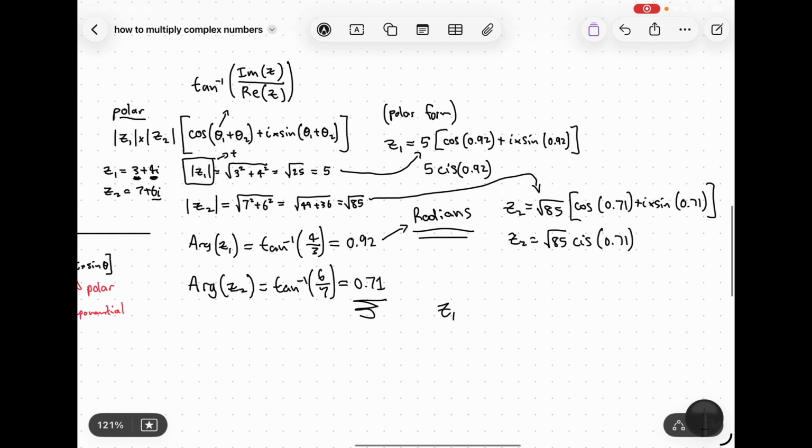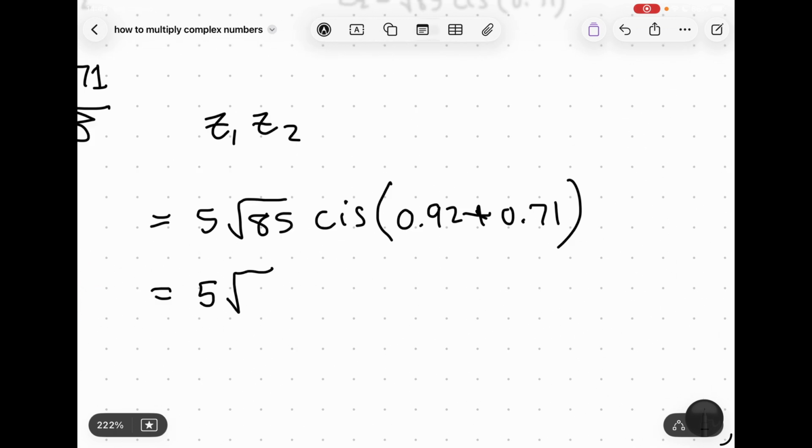Now, finding z1 z2 is as simple as multiplying 5 by the square root of 85. So 5 times the square root of 85 outside of cis, because we can just shorten it down, of 0.92 plus 0.71, is equal to 5 times the square root of 85 cis 1.63. There we go, there is our answer.